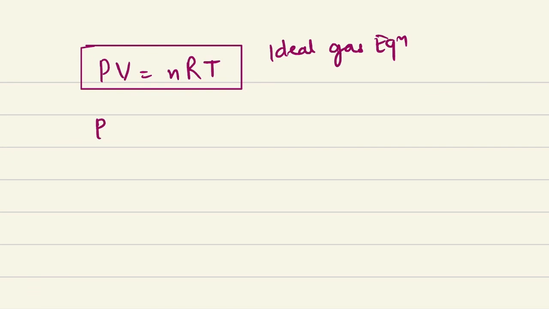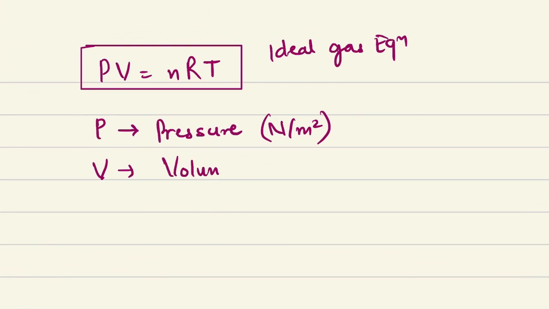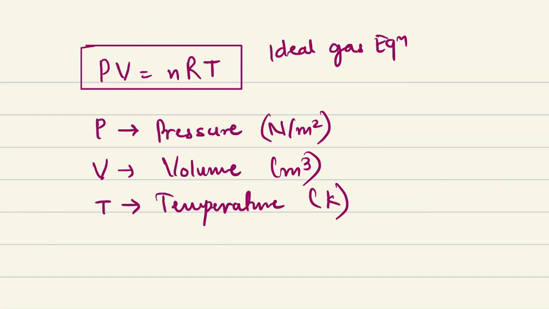Now here P stands for pressure, and this pressure is measured in the SI unit as Newton per meter square. We can also call this Pascal. V stands for volume, and volume is measured in meter cube. T stands for temperature, and the unit of temperature would be Kelvin.